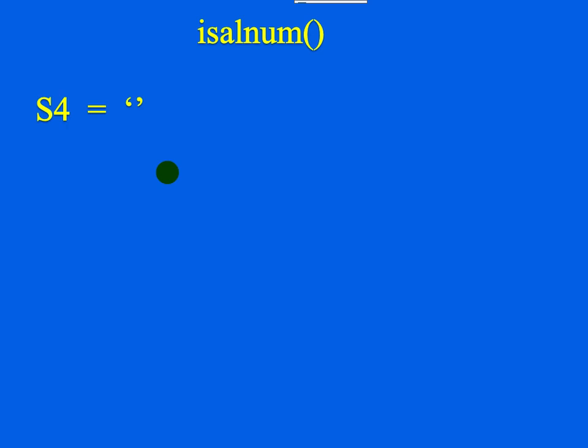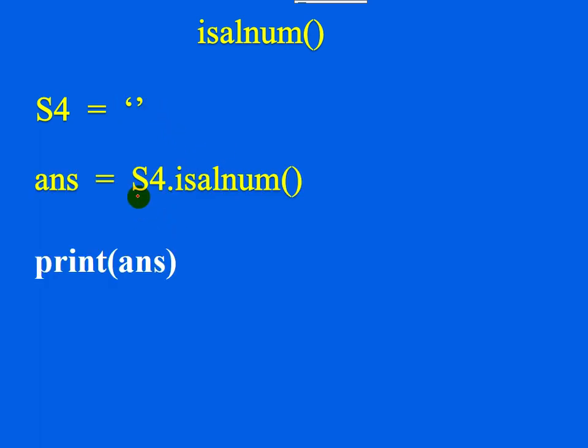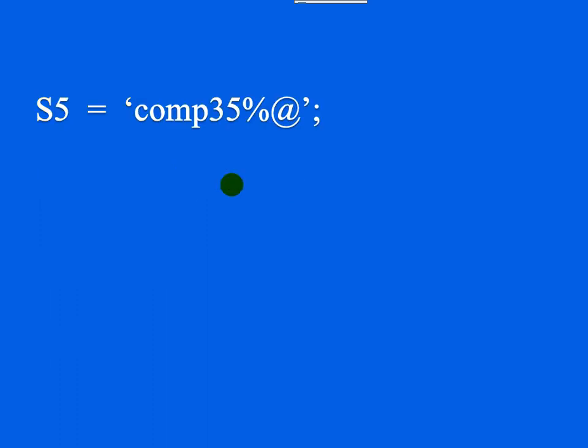Okay, again s4 equals empty string. A string can be inside single quotes or double quotes or triple quotes for a multi-line string. Okay, so this is an empty string. If I write s4 dot isalnum, what answer does the function return? This is neither alphabet nor number, isn't it? So the answer returned is false. Finally, s5 equals this one.